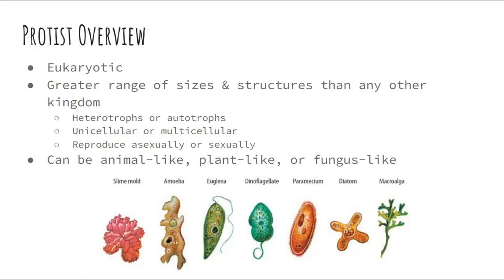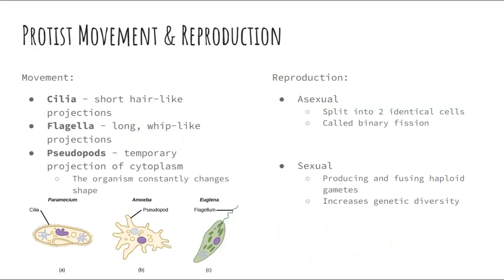The only thing that everyone for sure has is a nucleus, which is why that one's a little bit bigger, right? Eukaryotic is bigger. Protists can also be animal-like, plant-like, or fungus-like. They are literally all over the place. They're super cool, but let's dive a little bit further.